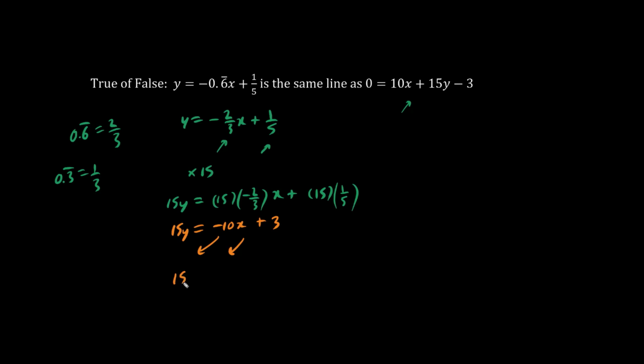Let's throw everything to the left. We have 15y and this negative 10x becomes a positive 10x. And when we throw the 3 over, we get negative 3 equals 0. So these 3 terms equal 0, which is the same thing as saying 0 equals 10x plus 15y minus 3. So indeed, these two lines are the same.